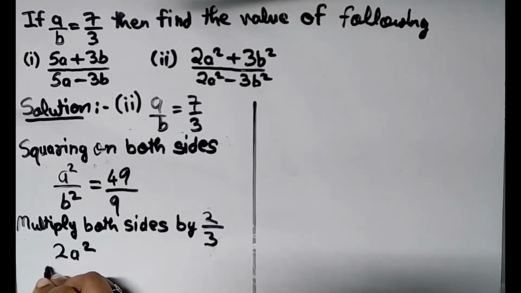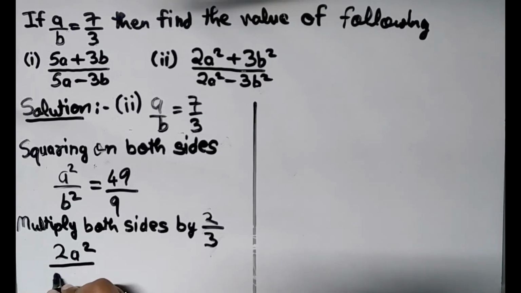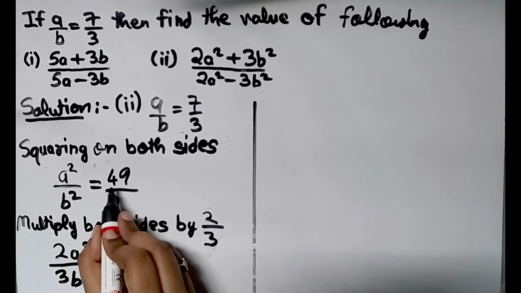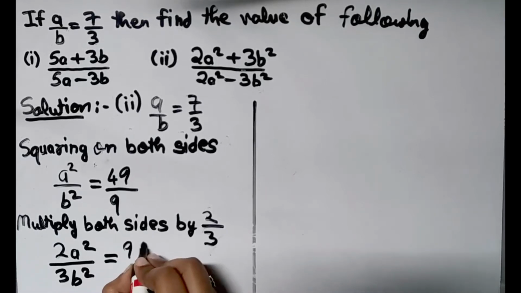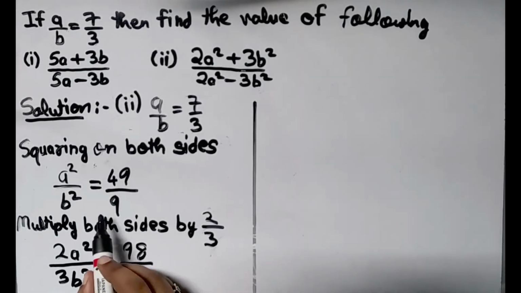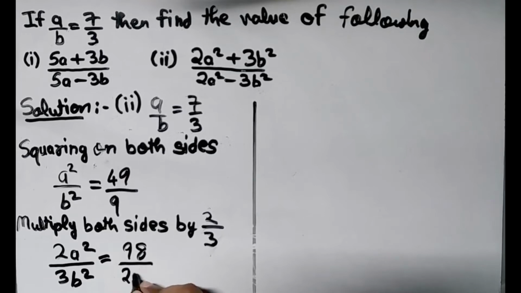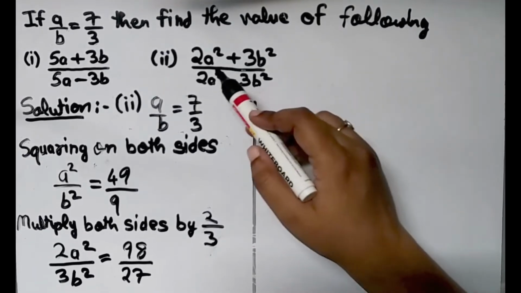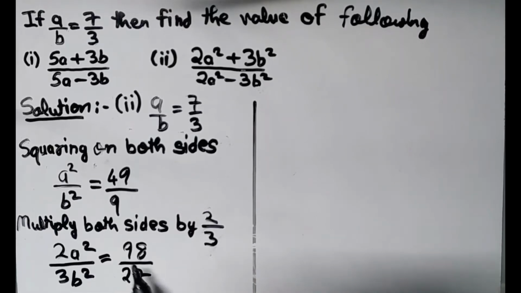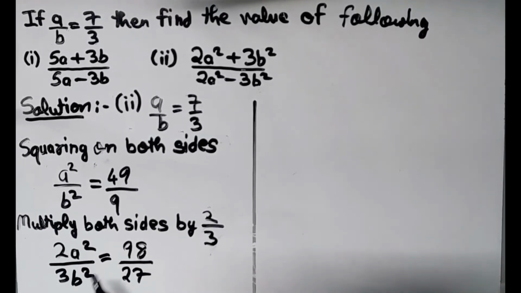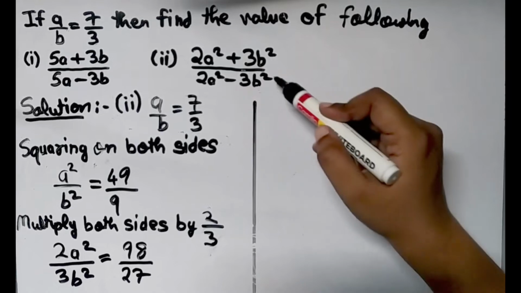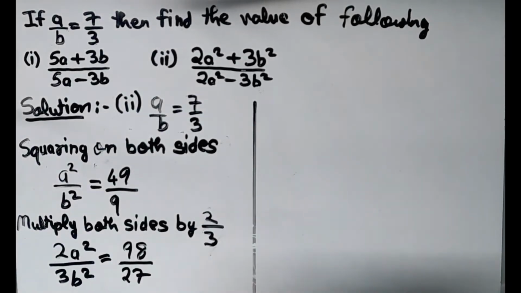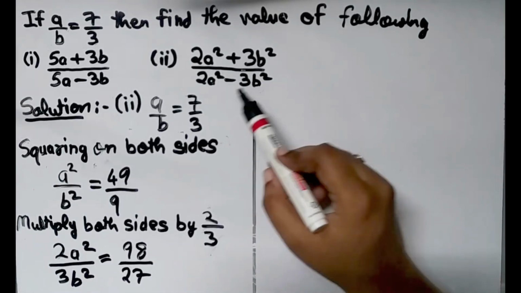2a square upon 3b square, which is equal to 2 into 49 will be 98 upon 3 into 9 will be 27. Here we got 3a square upon 2b square. Now if we apply componendo dividendo to this equation, we will get this value. We can clearly see after applying componendo dividendo, we will get this value, right?